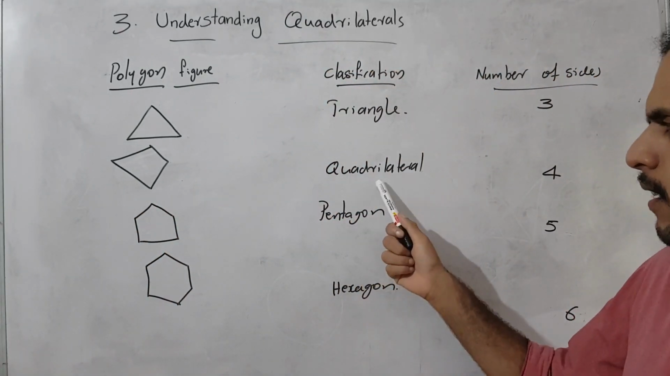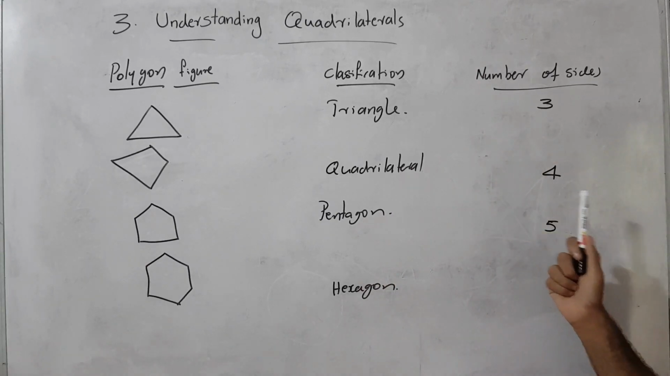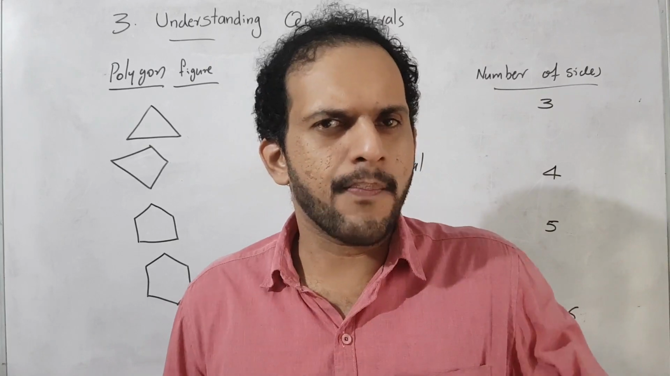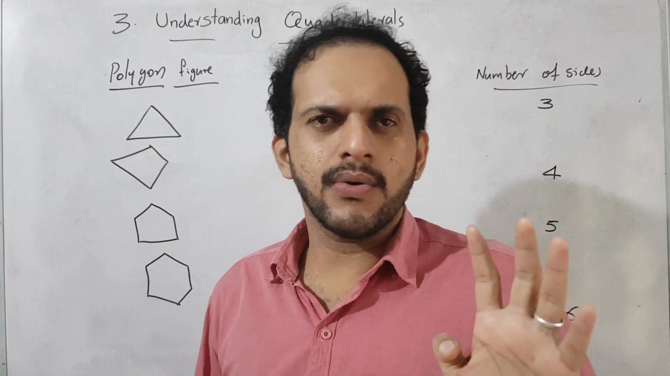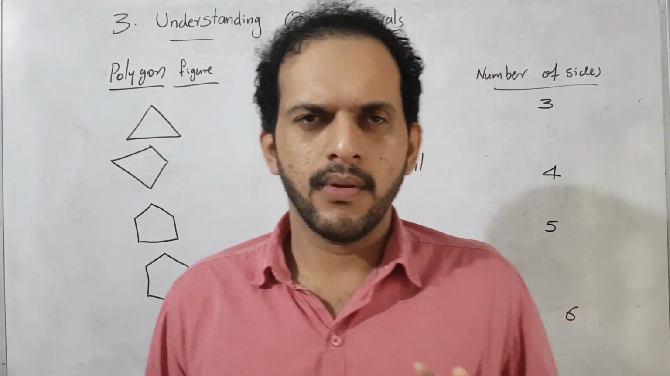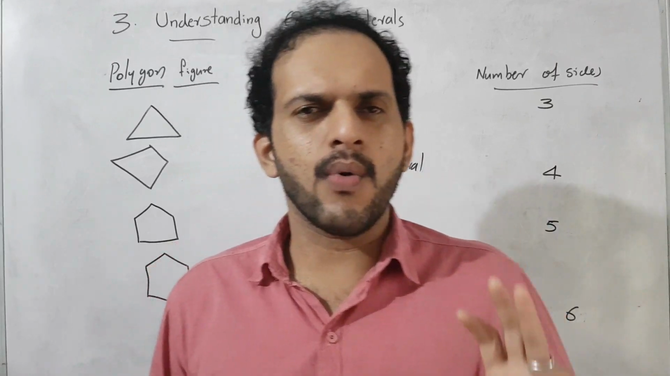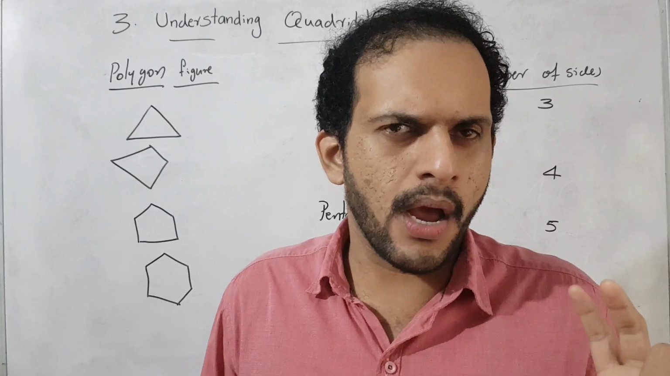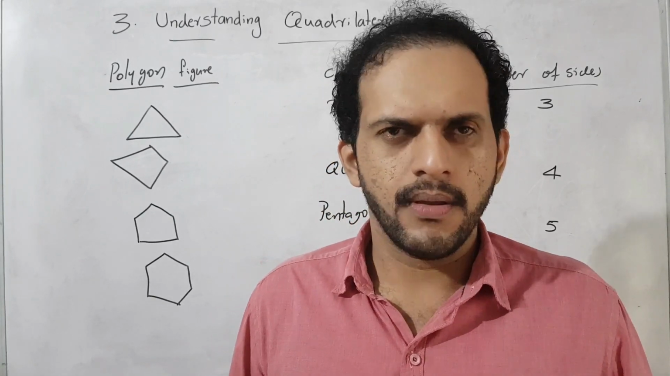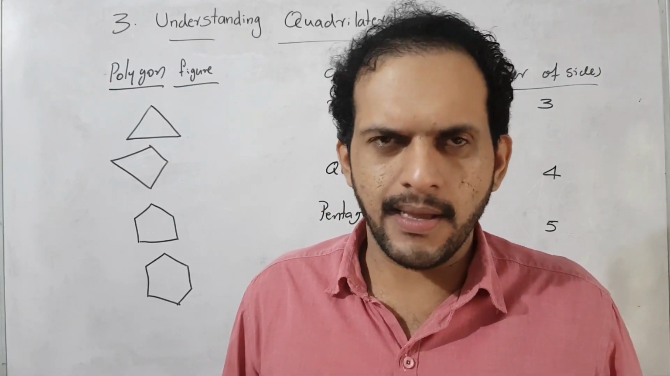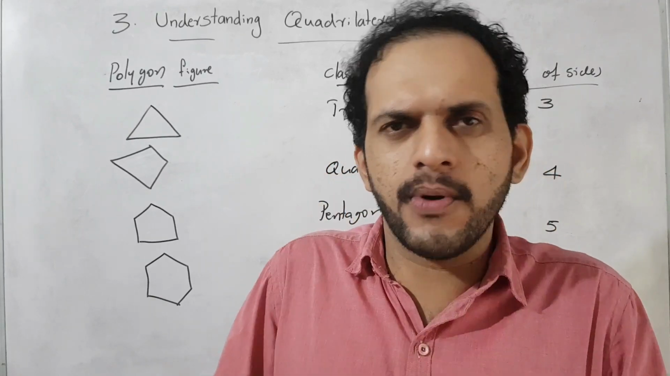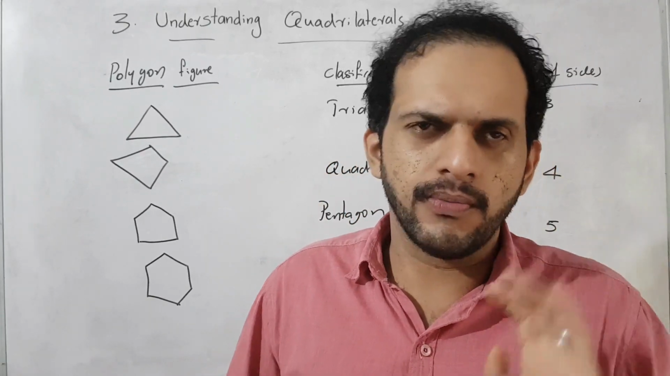Okay, quadrilateral. What is the number of sides? The number of sides is equal to 4. Then what do you mean by quadrilateral? Quadrilateral is a polygon with the number of sides equal to 4. Clear? Rectangle is a quadrilateral, square is a quadrilateral, parallelogram is a quadrilateral. Correct? We learned the figures like that. What do you mean by quadrilateral? Quadrilateral is a polygon with the number of sides equal to 4.